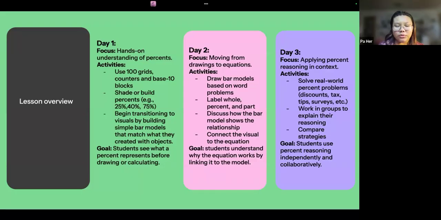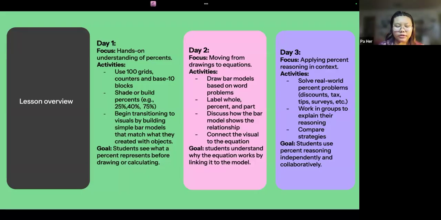On day two is where we will shift from hands-on to drawings. The students will draw bar models based on word problems and label the whole, percent, and the part. We will talk through how the bar model shows the relationship between these pieces. Once they understand the visual, we'll connect it to the equation. This is the day where the students realize how the equation matches the picture.